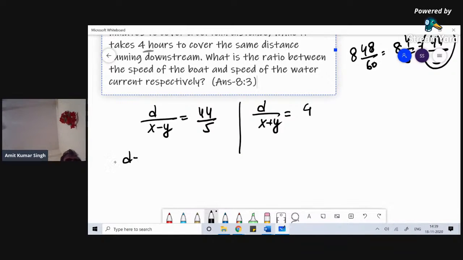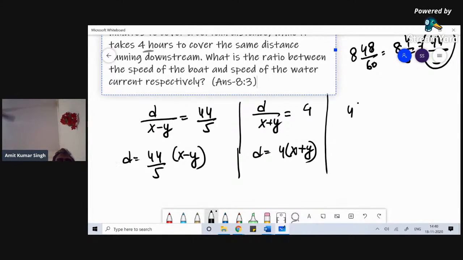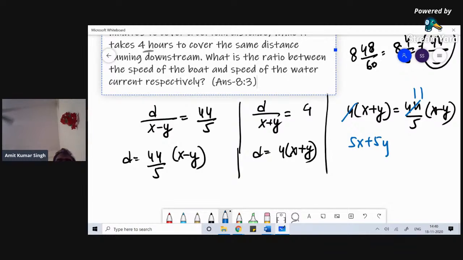So I can write d is equal to 44 by 5 into x minus y, and here d is equal to 4 into x plus y. The distance is the same in both cases, so 4 into x plus y is equal to 44 by 5 into x minus y. This I can write as 5x plus 5y is equal to 11x minus 11y. So 16y is equal to 6x. So x by y is equal to 8 by 3.